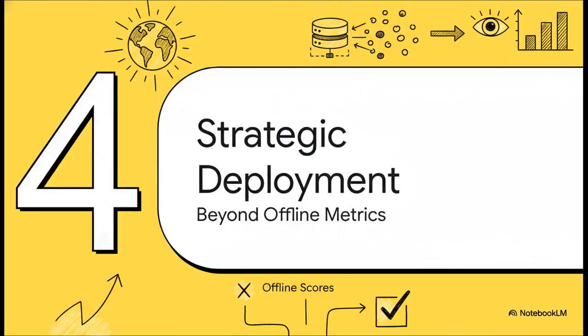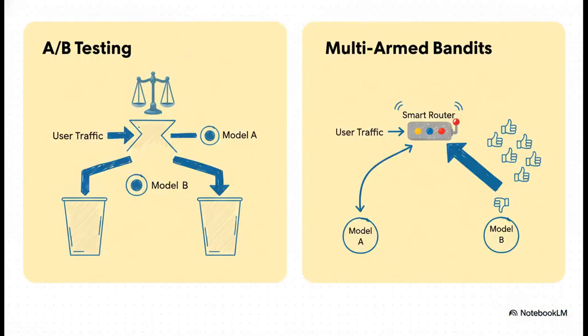So, you've built and fueled your model. Great. Now, how do you actually know if it's working in the real world? This is where we have to move beyond those simple offline accuracy scores and get into the world of active, online evaluation. And two of the main ways to do this are A/B testing and multi-armed bandits.